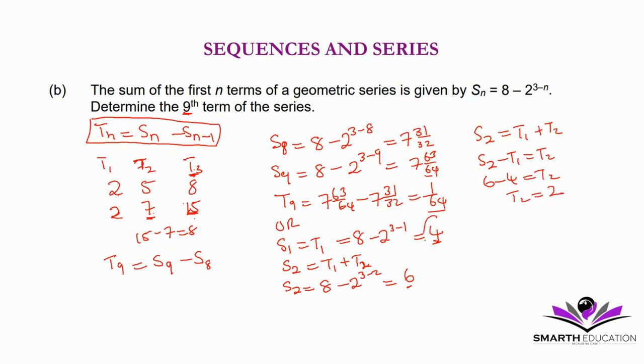T1 is equal to 4. T2 is equal to 2. So it means r is equal to T2 divided by T1. So now this is 2 over 4, which is equal to 1 over 2. So now we can find T9. a is 4, and then 1 over 2 to the power n minus 1, which is 9 minus 1, which is 8. And then the answer there is going to be 1 over 64. So T9 is 1 over 64.